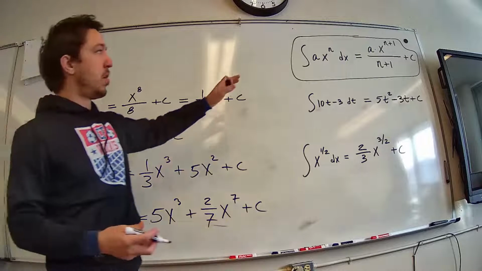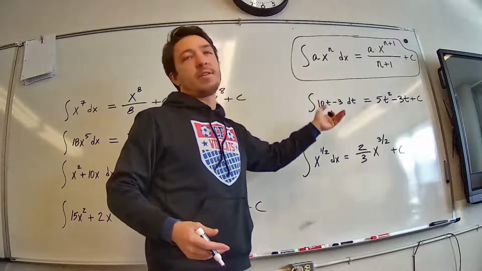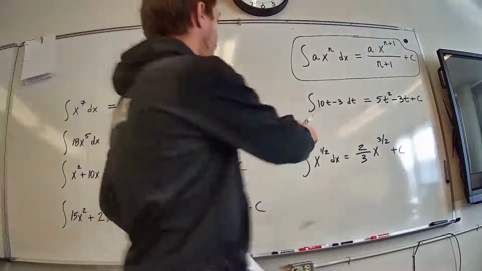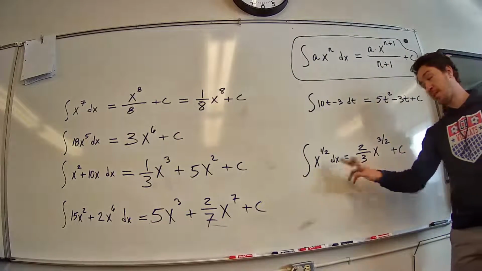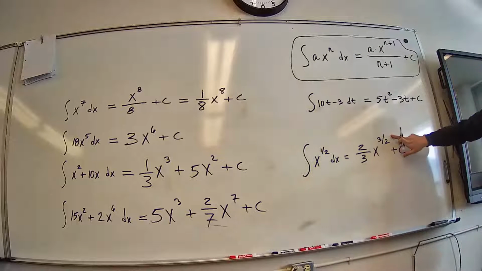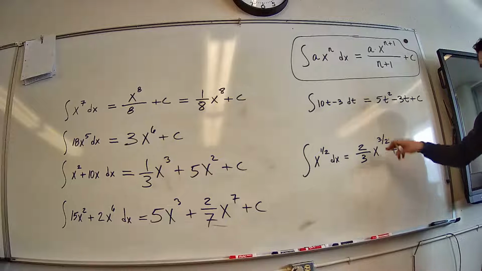Now, does this rule only work if n is an integer? Spoiler alert, no. Darn. Look at Rafe's answer to this question. We know it's correct because we know how to take derivatives, and look, it follows the same rule. We added 1 to the exponent and then divided by 3/2. Dividing by 3/2 is the same as multiplying by 2/3.